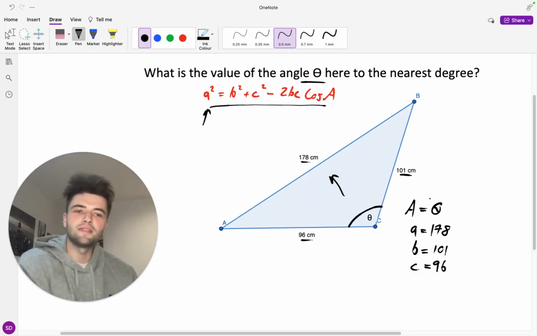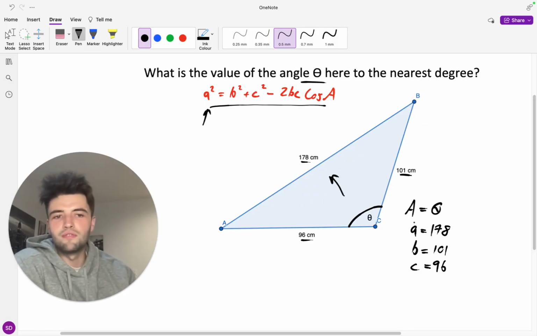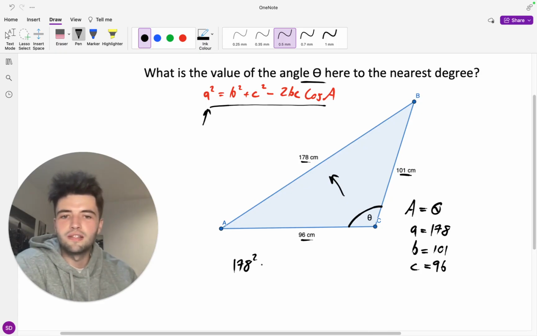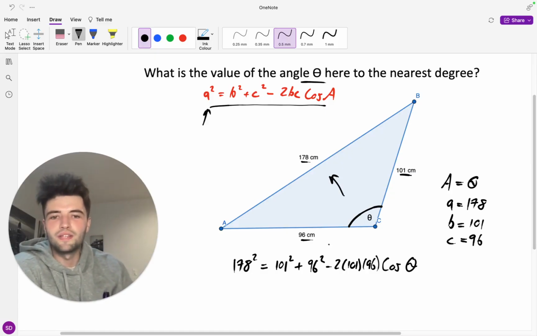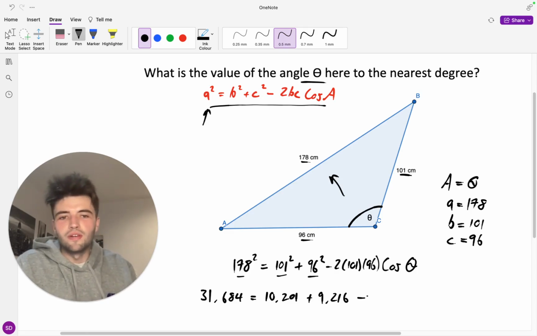Now the sides B and C, you can just choose whichever you want. So I've said B is 101 and C is 96, because those are the other two sides in our triangle here. And so now what we need to do is plug all these numbers in, and we're going to get an expression with cos theta in it. And so that's going to look like this. And now we have this expression, and we just need to simplify it a bit. And so now we squared out our numbers, and I realise they're quite large numbers, but luckily there's going to be no decimal points or anything like that when you square these.